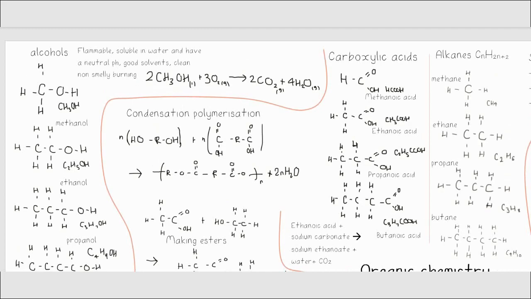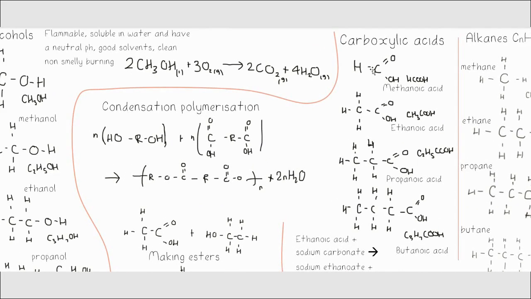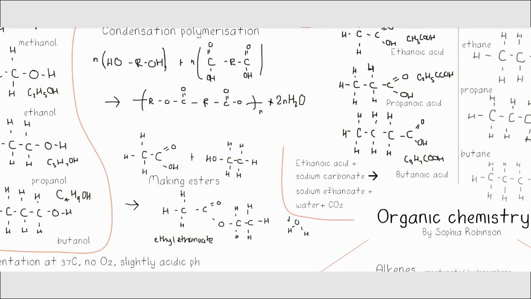Carboxylic acids have a COOH functional group, and the first four are methanoic acid, ethanoic acid, propanoic acid, and butanoic acid. It is important to learn the names and structures for all of the compounds mentioned on this topic, as they can all be assessed upon in your exams. Carboxylic acids also react with carbonates to make a salt, ending in anoate, water, and CO2. They can also dissolve in water, where they ionize partially to make weakly acidic solutions.